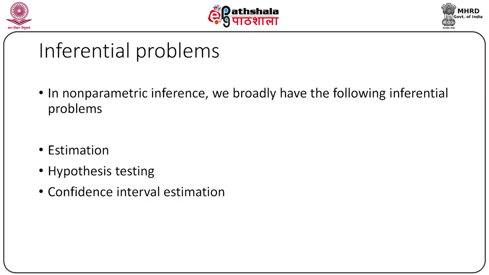In parametric inference, we have estimation, where the objective is to put some value close to the actual parameter. In parametric inference, we also have hypothesis testing, where the idea is to verify the validity of an assumption regarding the unknown parameter by means of data. Lastly, we have confidence interval estimation, where we try to develop a random interval which contains the unknown parameter with high probability.